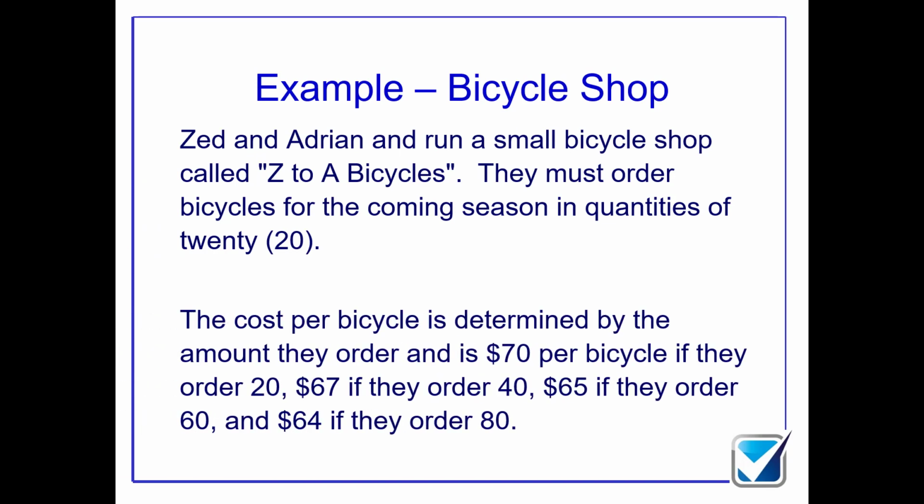Our example is based on the bicycle shop. Zed and Adrian run a small bicycle shop called Z2A Bicycles. They must order bicycles in for the coming season in quantities of 20 bicycles per order. The cost per bicycle is determined by the amount they order, so if they order more, they actually pay less. The cost is normally $70 per bicycle if they order 20 at a time. If they order 40 bicycles, it's $67. Then it goes down to $65 if they order 60 bicycles, and down to $64 if they order 80 bicycles. So the more bicycles they order, the cheaper the cost per bicycle is.